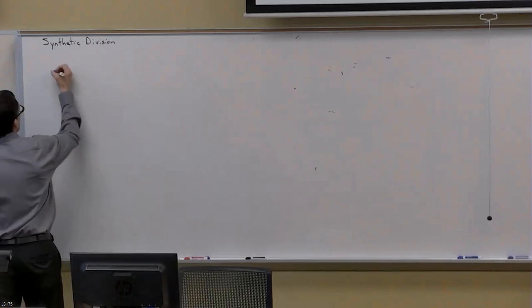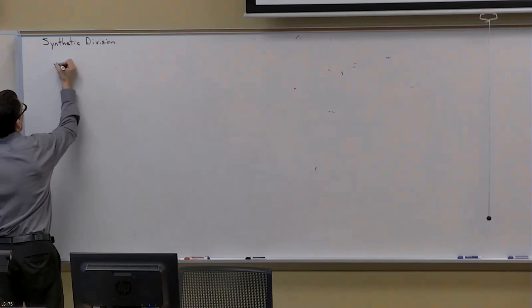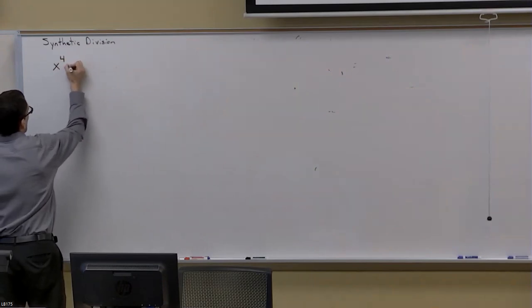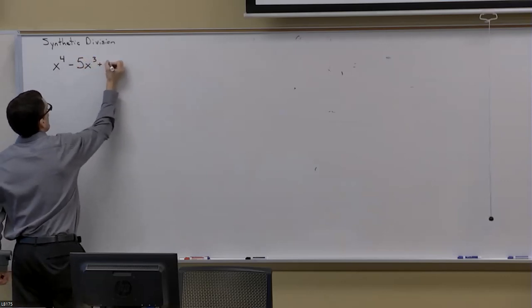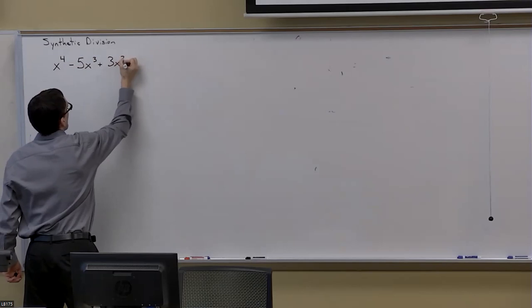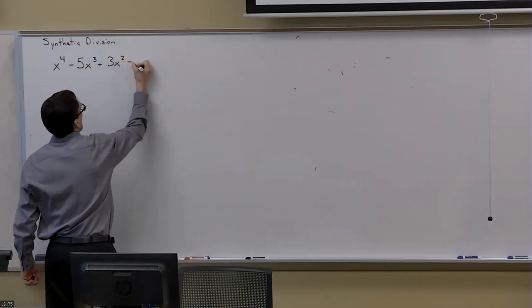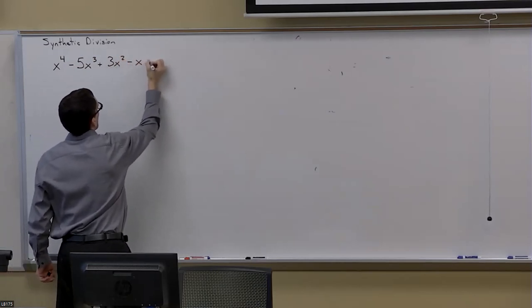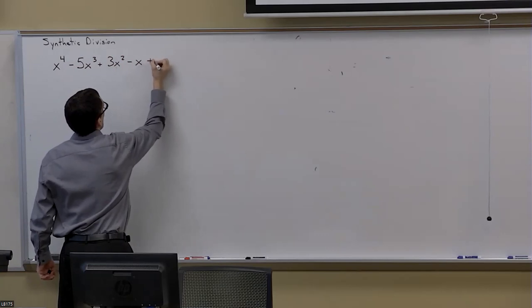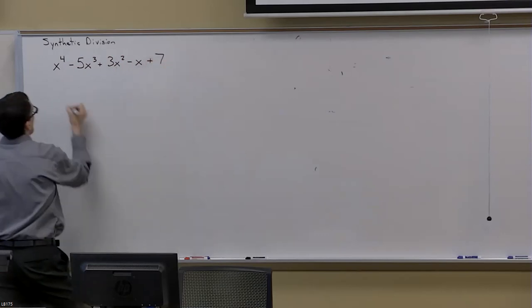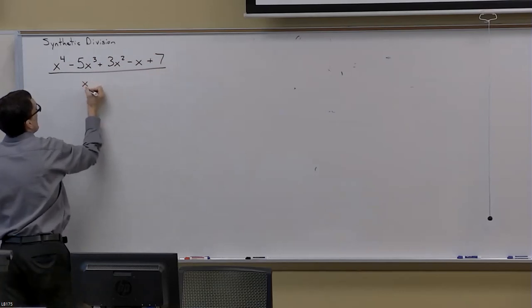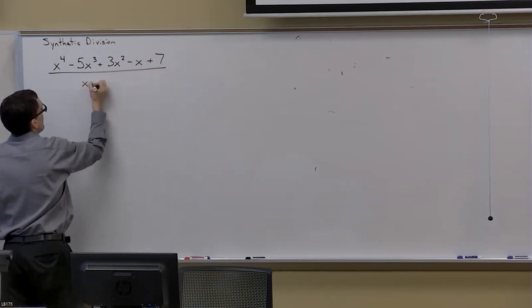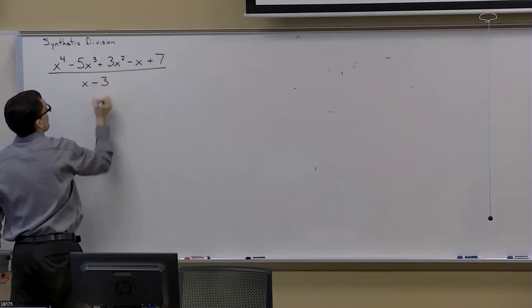So when we're taking, and I've been doing cubic, so let me go quartic, x to the fourth minus 5x to the third plus 3x squared minus x plus 7. And I want to divide all of that by x minus 3.